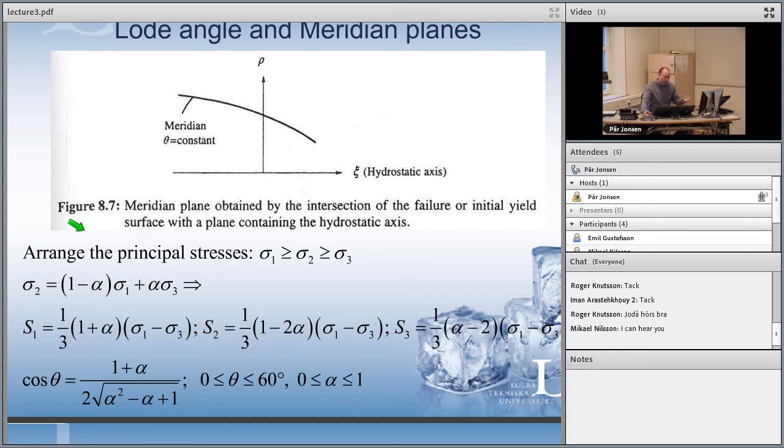And S is the deviatoric part. If you know your alpha, you know what kind of loading you have. And then you can always construct your deviatoric principal stresses. So that's what you use it for. So you have two coefficients that can vary.